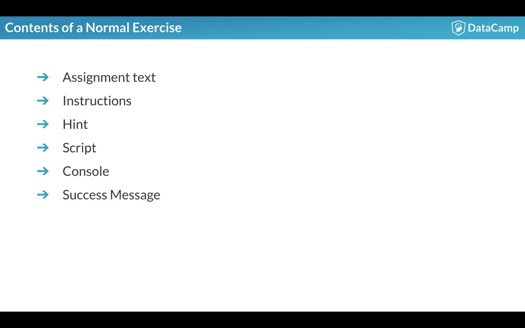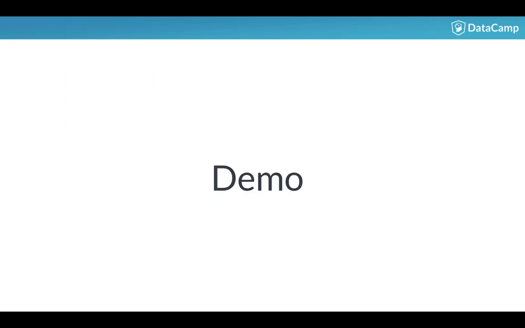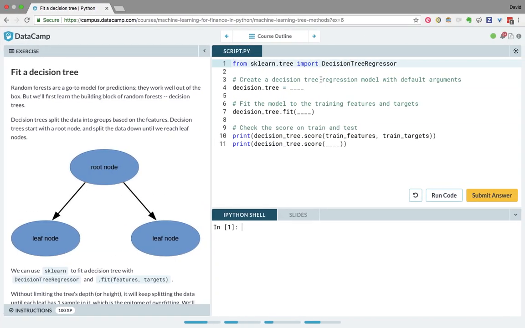From the point of view of the student, normal exercises are composed of the following sections. First, we have assignment text, then we have instructions, hint, script, console, and success message. To better understand each of these sections, let's take a look at an example of a normal exercise from the course Machine Learning for Finance in Python.